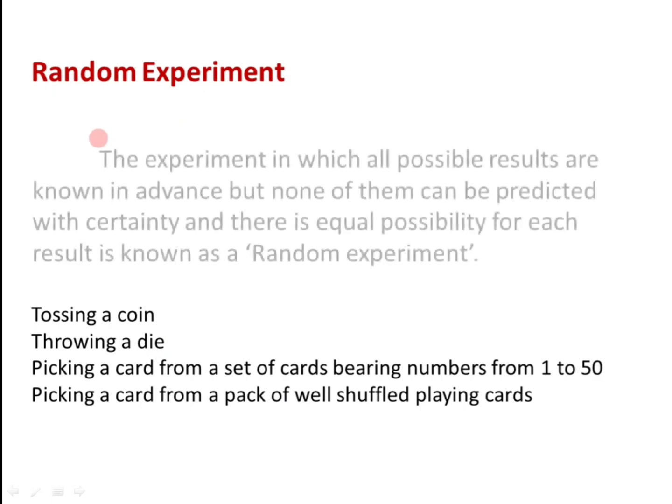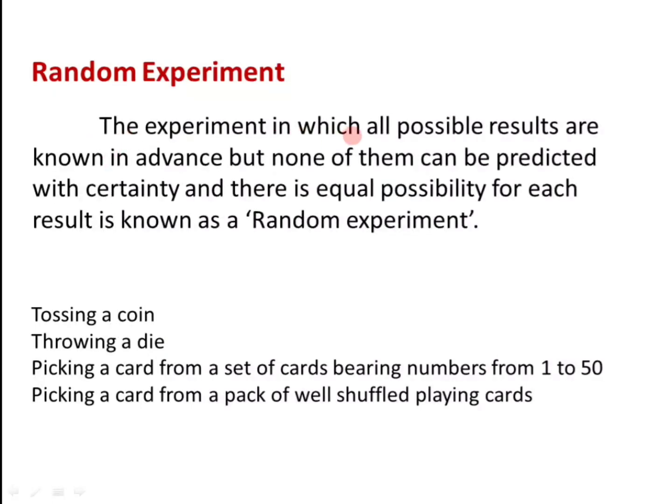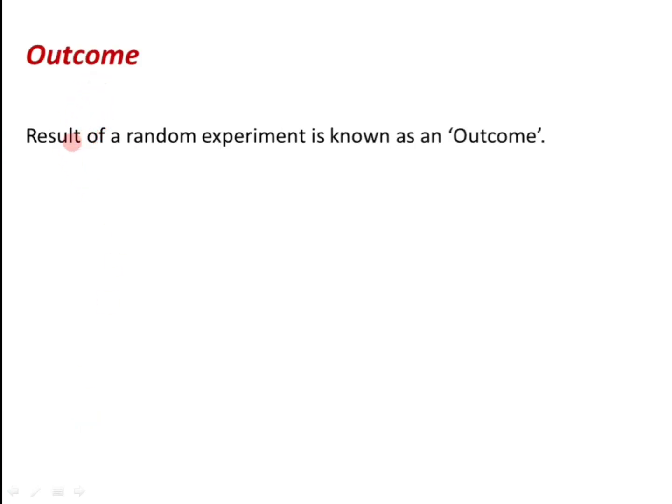So let us have the definition of it now. The experiment in which all possible results are known in advance, but none of them can be predicted with certainty, and there is equal possibility for each result, is known as a random experiment. So these are the examples of some random experiments. Let us have the next concept, outcome. Its definition is: the result of a random experiment is known as an outcome. So whatever random experiment is there, results of it are known as outcomes.